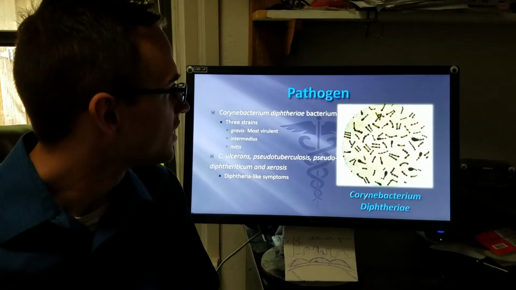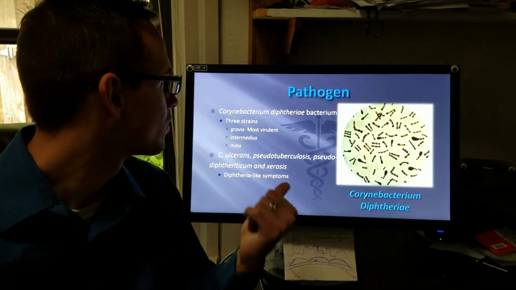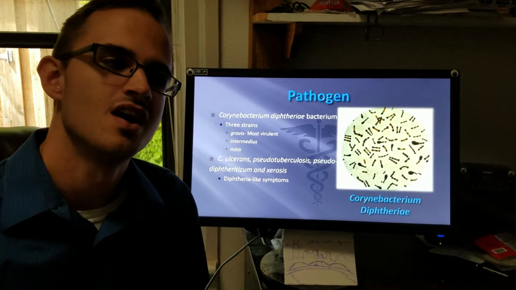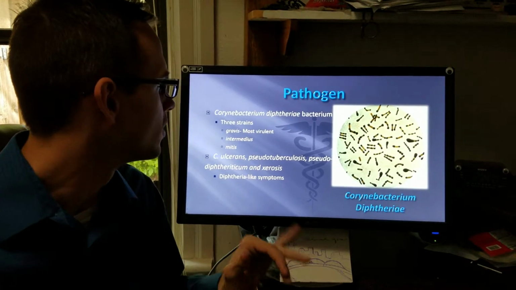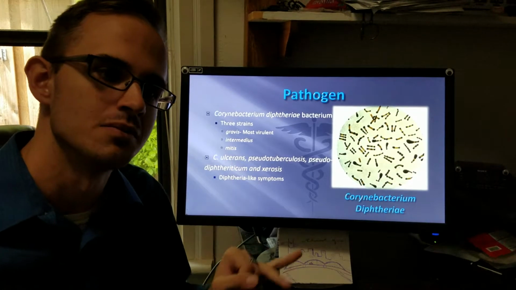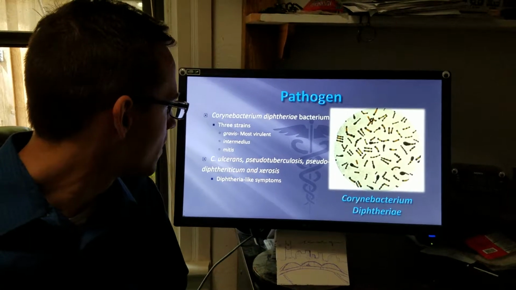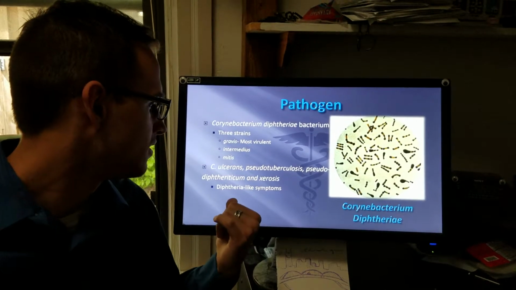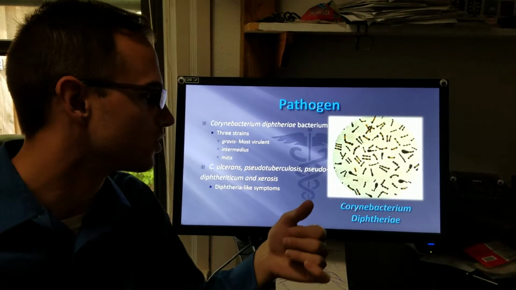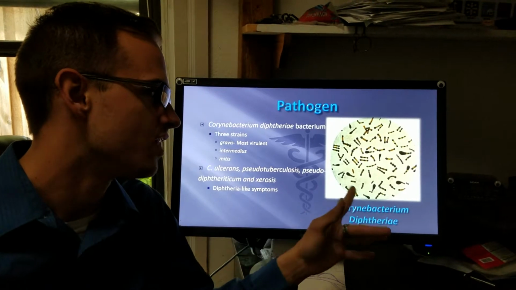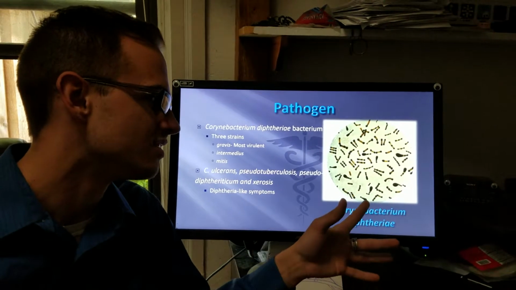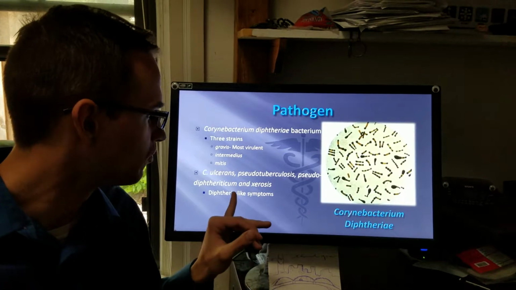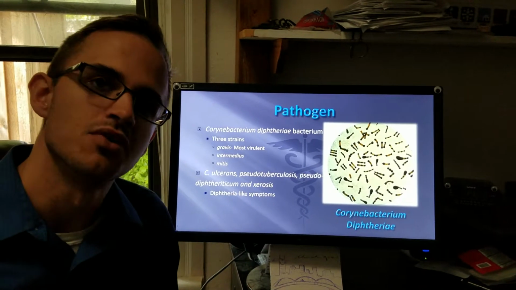Moving on, we're looking at the pathogen itself. Corynebacterium diphtheriae is what causes diphtheria. There are three different strains: gravis, intermedius, and mitis. And then we have these four bacteria that have diphtheria-like syndromes. So we're going to have to take a look at the microbiology of these, and then we can get a better idea of which one it is. But don't be fooled, these are not diphtheria.